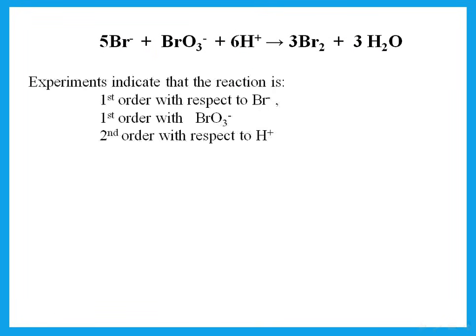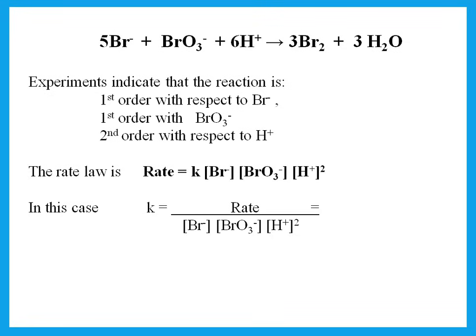This is another reaction, and he says that he did experiments and he found that the reaction is first order with respect to Br minus, first order with respect to BrO3 minus, second order with respect to H plus, and he says write the rate equation. Again, you should know that the rate equation is rate is equal to K times concentration of Br minus, concentration of BrO3 minus, and concentration of H plus to the power 2.